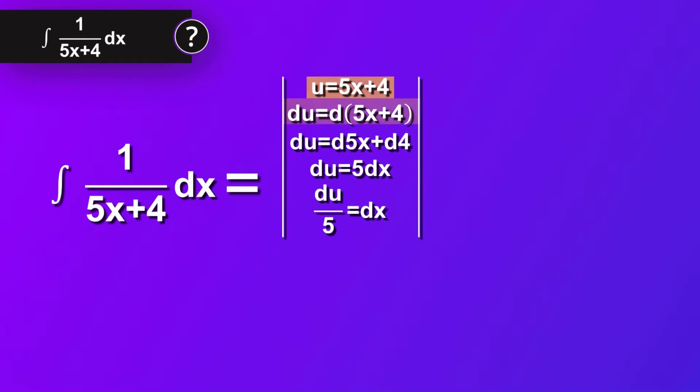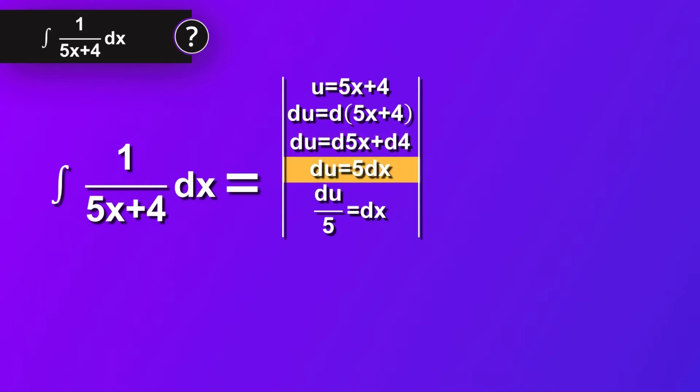We also have to know what the derivative of u is. So we write derivative of u equals d of 5x plus 4. From rules that we can apply to derivatives, we know that the derivative of 5x plus 4 equals the derivative of 5x plus the derivative of 4. Thus, we have du equals d 5x plus d4. We also know that the derivative of a constant is 0. Consequently, our derivative of 4 is also 0. And we've got du is equal to 5dx.